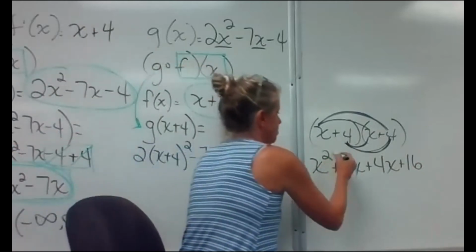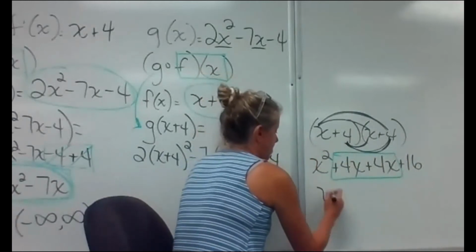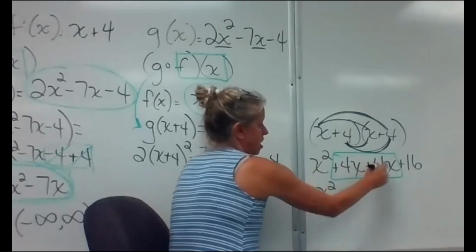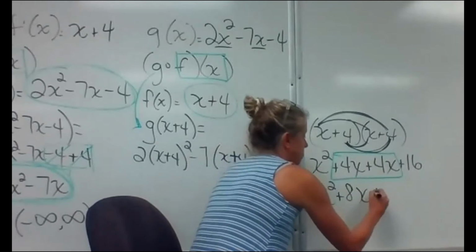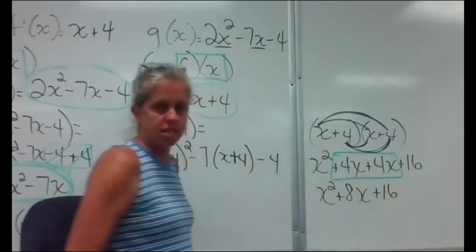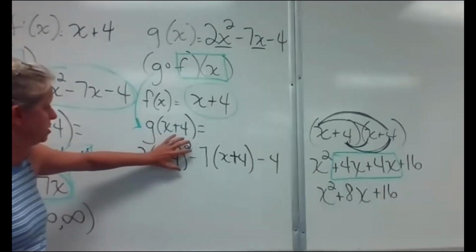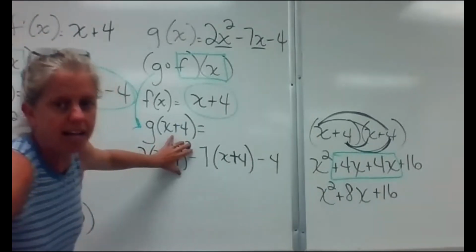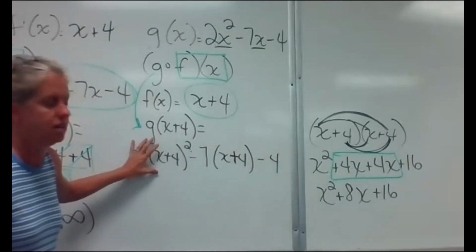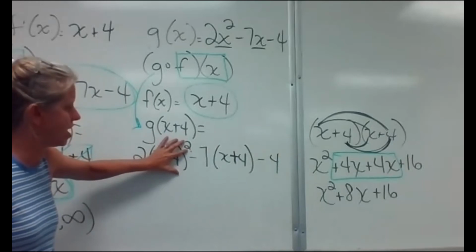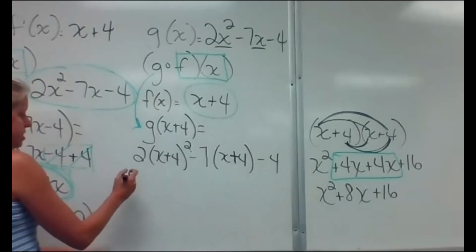Now remember, I can put these right here together. So I actually just have x squared, put those x's together, so that's 8 x's. Bring down my plus 16. So where does this go? Where did that come from? That was the x plus 4 squared, right? So I'm just going to rewrite this here. And instead of x plus 4 squared, I'm going to write it all the way out.